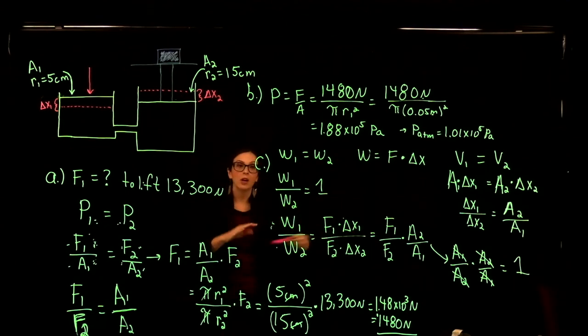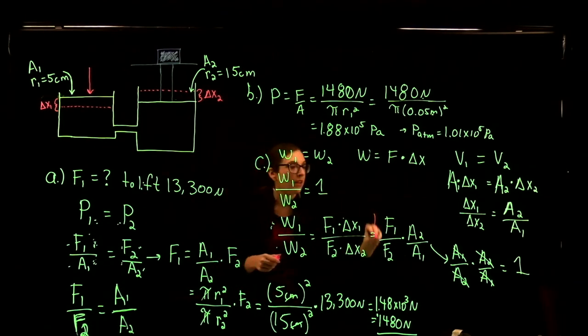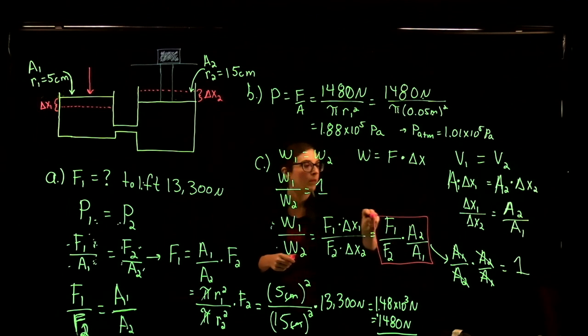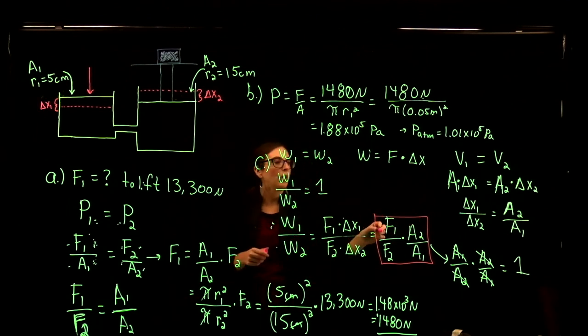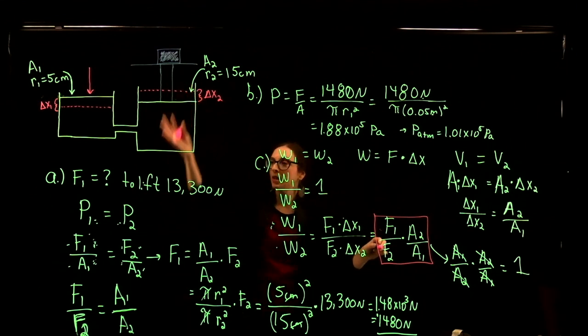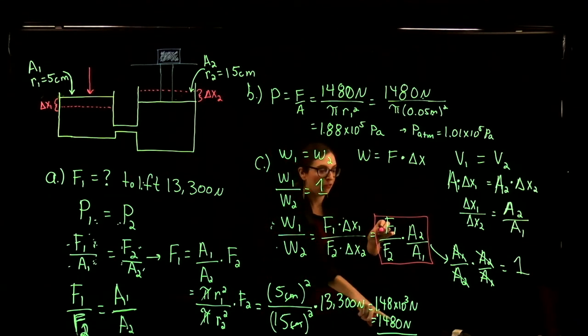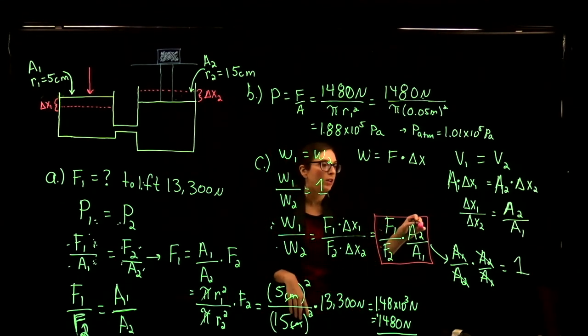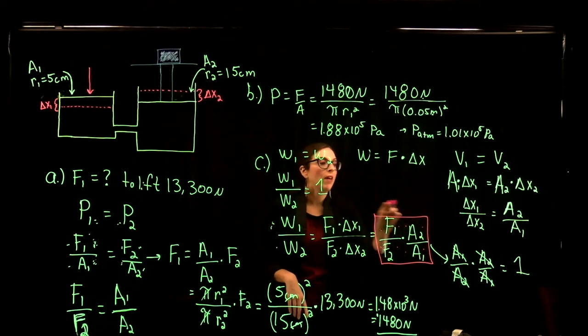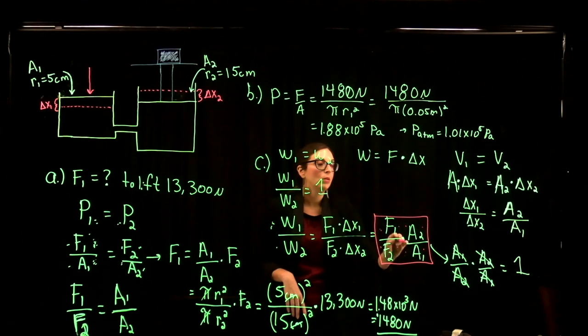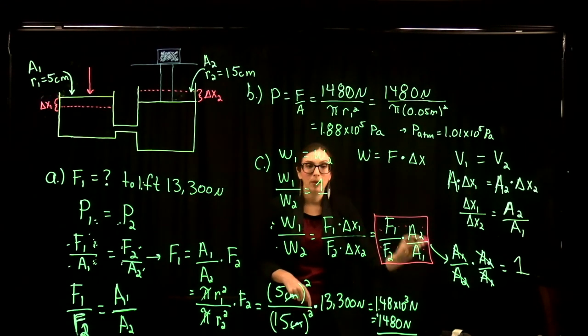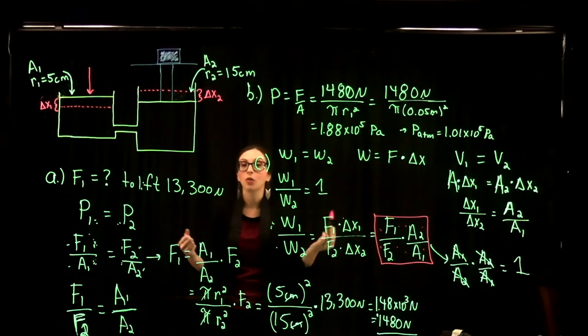Or another way you could solve this problem is right here at this step, okay, you could go ahead and plug in what we know for F1 and F2. We know what F2 has to be, that's 13,300 newtons. We found what F1 is equal to, that's 1,480 newtons, and we already know A2 and A1. So you could plug in those quantities here, and whenever you do that, this F1 times A2 divided by F2 times A1 should also equal 1.